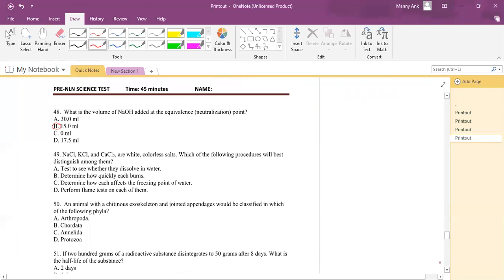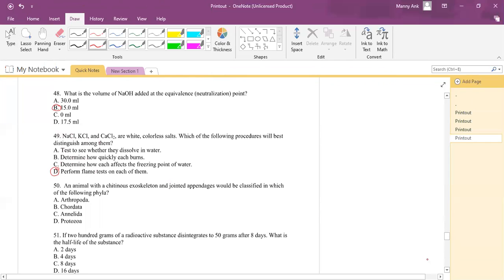Now 49, how do you distinguish between sodium, potassium, and calcium compounds? To distinguish between these, you do what we call the flame test. If you put them in a flame, they give off different colors, very beautiful colors. If you get a chance, look at this on the internet, nice colors. Sodium gives a different color, potassium, different color, calcium, different color.